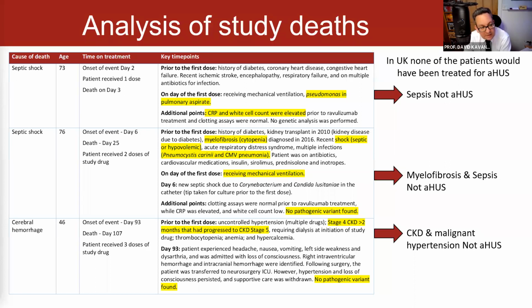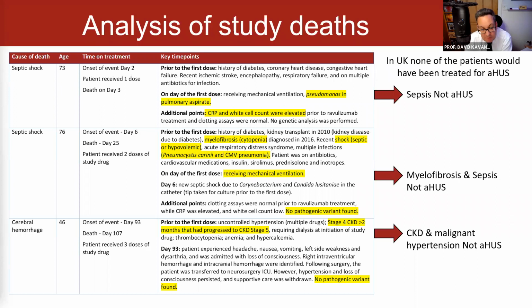If you look at the second case, again, they died of septic shock. Again, a history of diabetes. They had a kidney transplant due to diabetes, so their kidney transplant was not due to atypical aHUS. They had myelofibrosis, so of course all their bone marrow contents were down, and that had been diagnosed a long time before they presented. And they had recent septic shock. They had acute respiratory distress syndrome. They had multiple infections with pneumocystis and CMV pneumonia. And the patient was on antibiotics when they started.